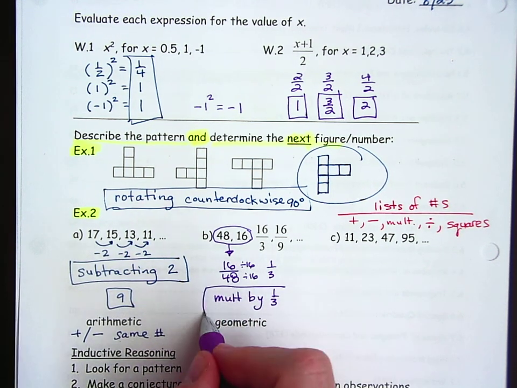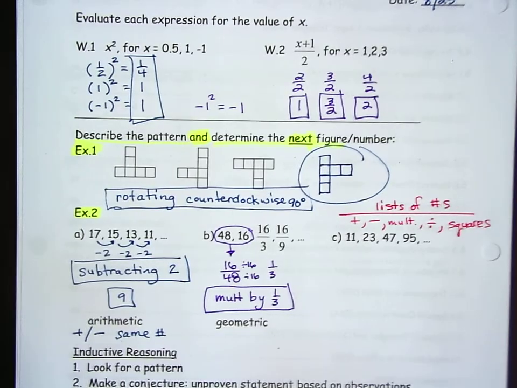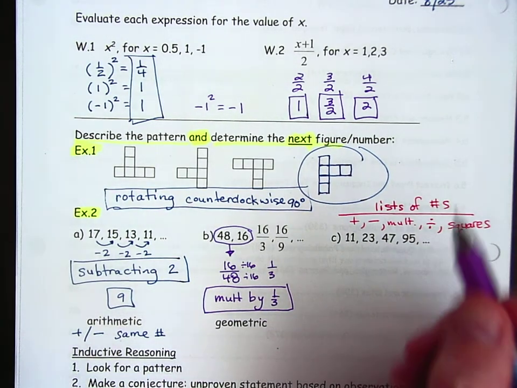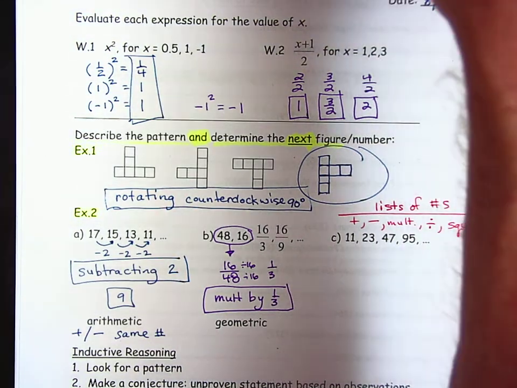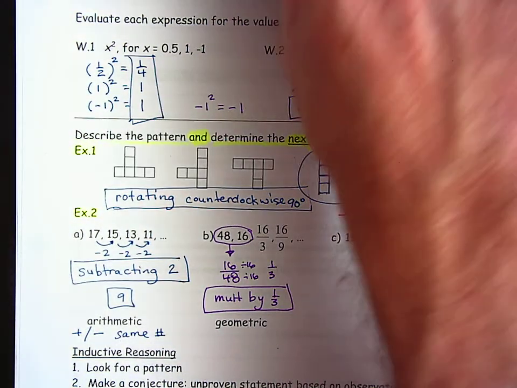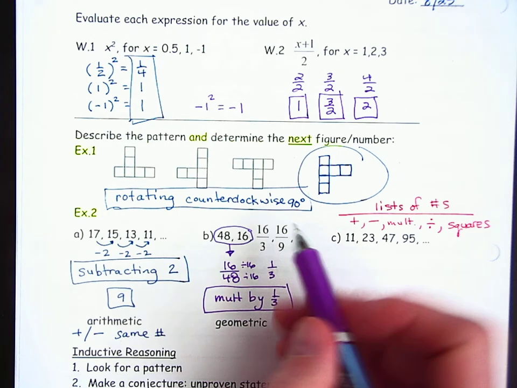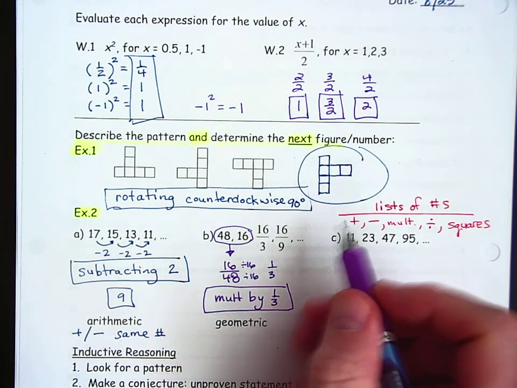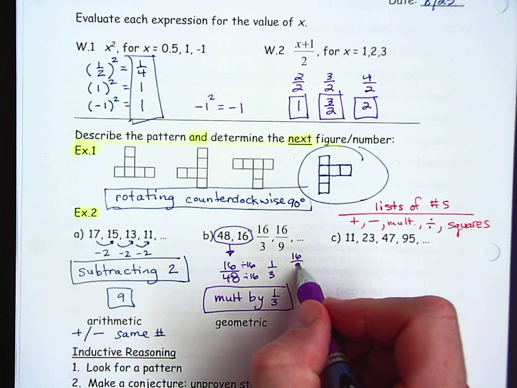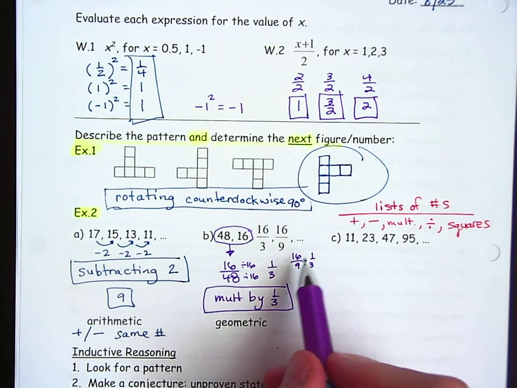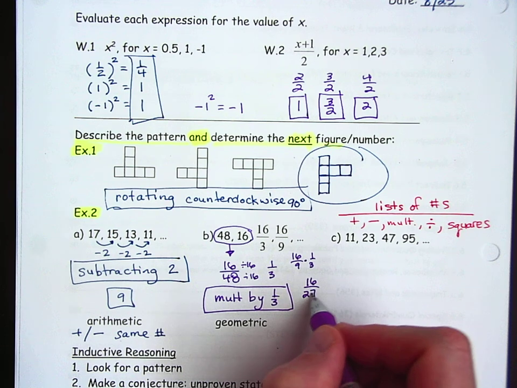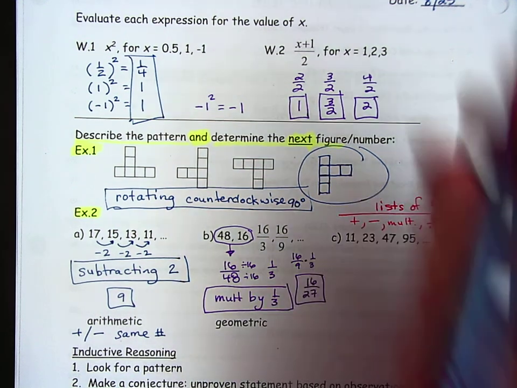I would prefer you say it that way. You will be okay if you say dividing by 3, but I would prefer that. Multiply by 1/3. So all you have to do is multiply that last number by 1/3. So 16 over 9 times 1/3. When you multiply fractions, you multiply straight across. So that's going to be 16 over 27.